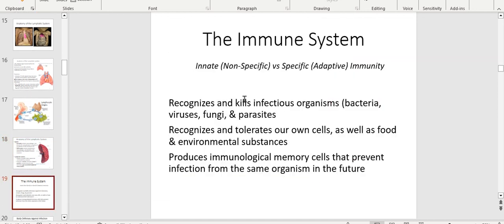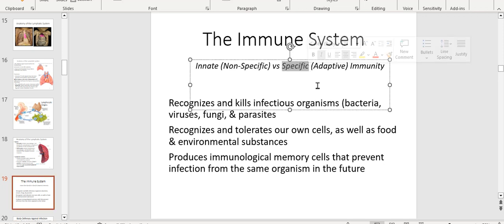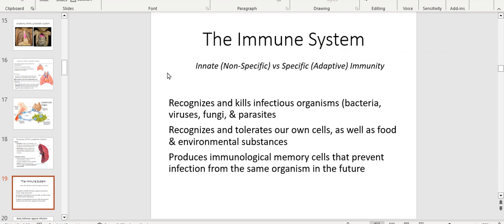Getting on into the immune system. There are a couple of ways of looking at this. There's what we call the innate, or you'll hear it referred to as non-specific immunity. The innate or non-specific doesn't matter if there's a foreign bug in our body, this one is going to kick in regardless. But then there is also the specific immunity, or adaptive immunity. That one is regulated and it follows a different path. Both of them recognize and kill infectious organisms: bacteria, virus, fungi, and parasites.